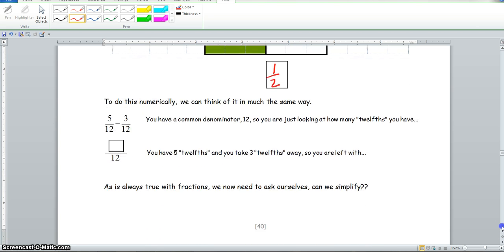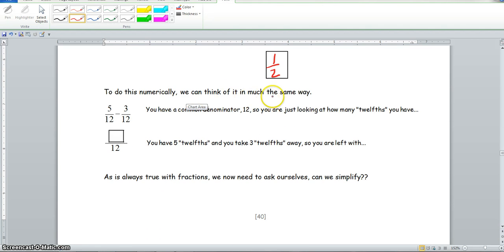To do this numerically, we can think of it in much the same way. We have 5/12 minus 3/12. You have a common denominator 12, so you are just looking at how many 12ths you have. So now we will subtract 5 minus 3 is 2, and it's still over 12. You have 5/12 and you take 3/12 away, so you are left with 2/12.